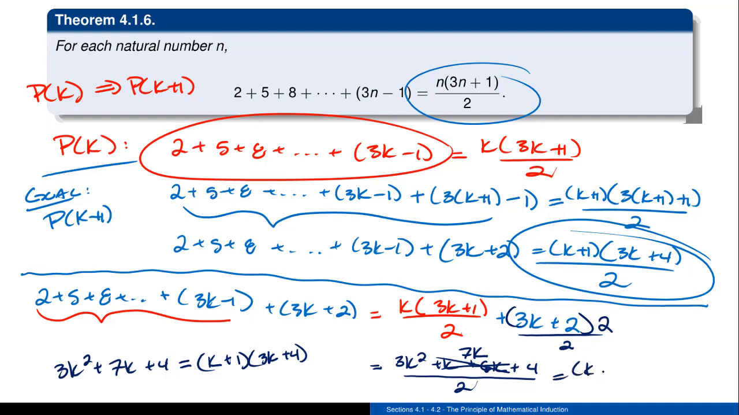So this whole thing is going to turn into a k plus 1 and then a 3k plus 4, all over a 2, which is exactly what I was supposed to see. So again, you know how it's supposed to factor, so use that to your advantage.